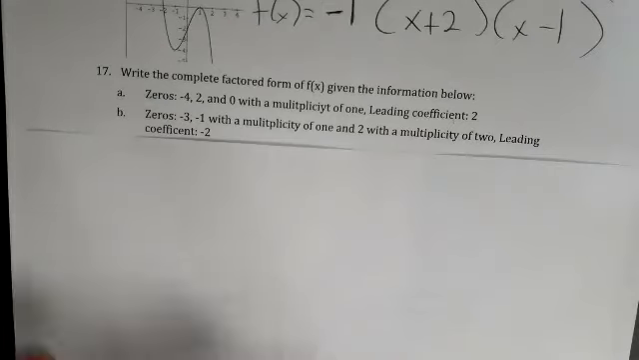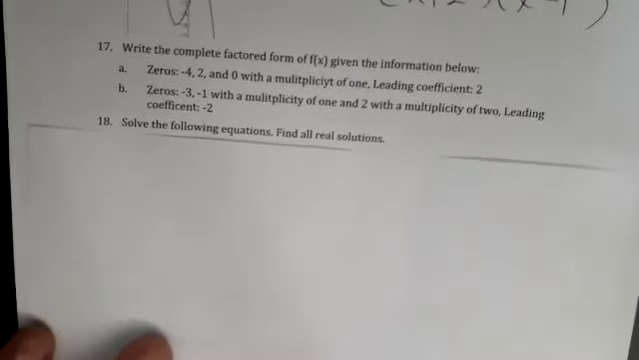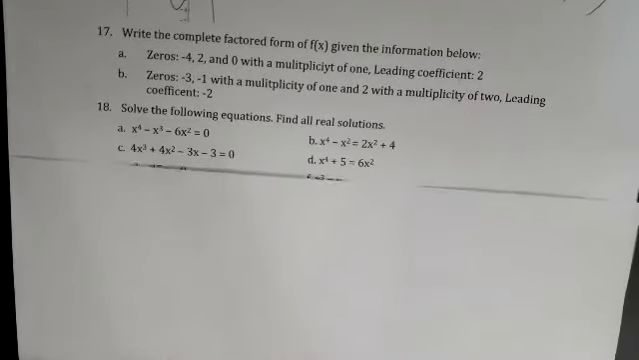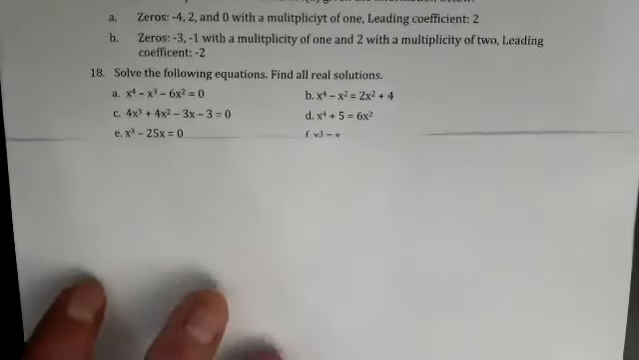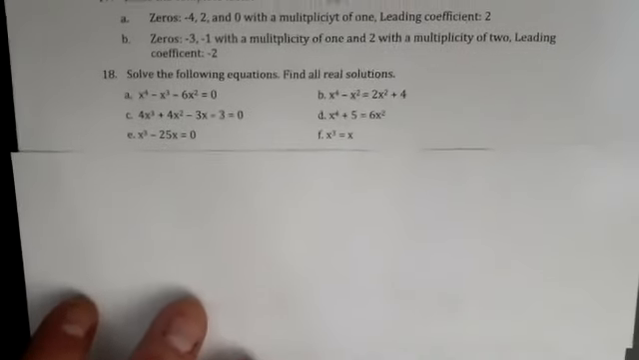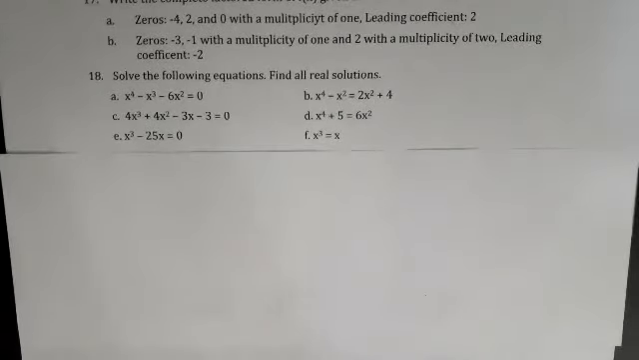We went through it yesterday. You write your factors from the zeros. You write your multiplicities as exponents. 18, what sort of information? I'm just going to give you a hint. We should be able to factor all these somehow. So these might be a good way to go through factoring.